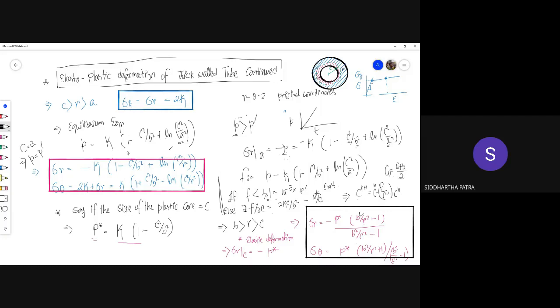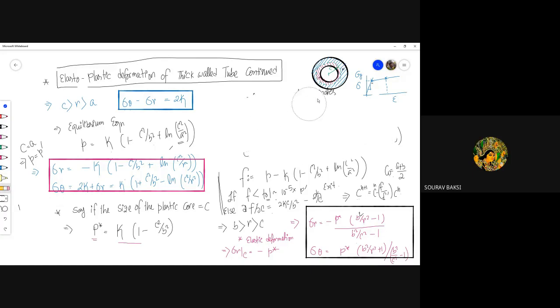What did you say? K times 1 minus C squared by B squared. If you take C equals A, then K into 1 minus A squared by B squared. Yes, if C equals A, then that P is supposed to be K times 1 minus A squared by B squared, which is actually P prime.